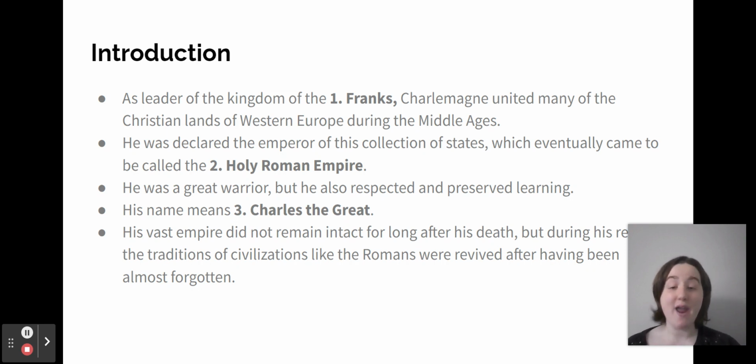His vast empire did not remain intact long after his death, but during his reign, the traditions of civilizations like the Romans were revived after having been almost forgotten. So, your blanks on this slide are number 1, Franks, number 2, Holy Roman Empire, and number 3, Charles the Great.